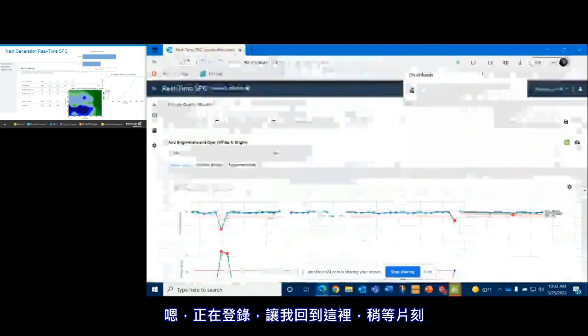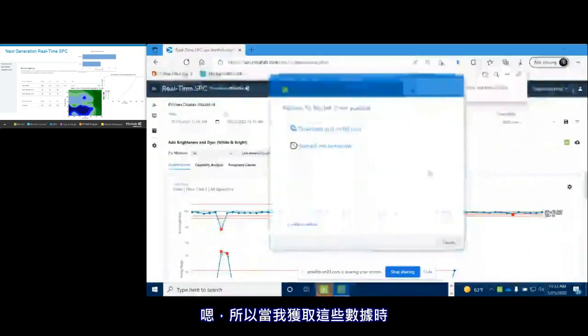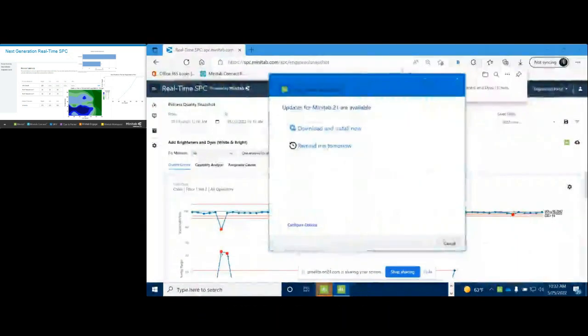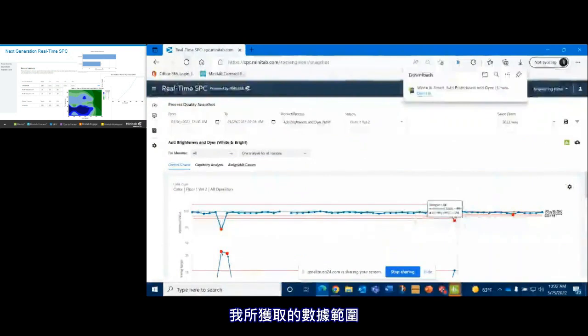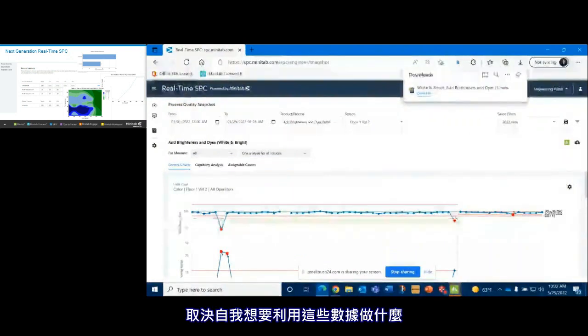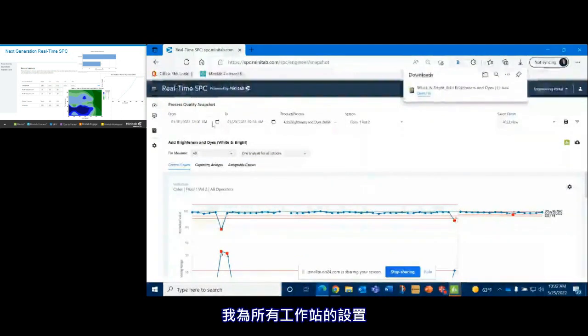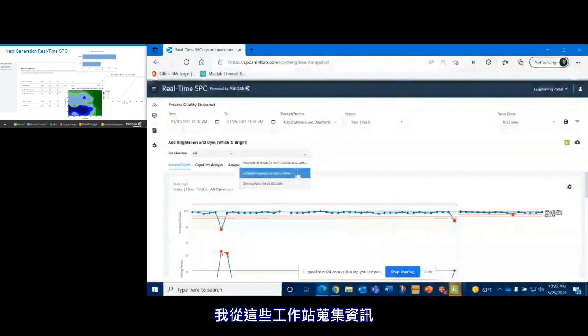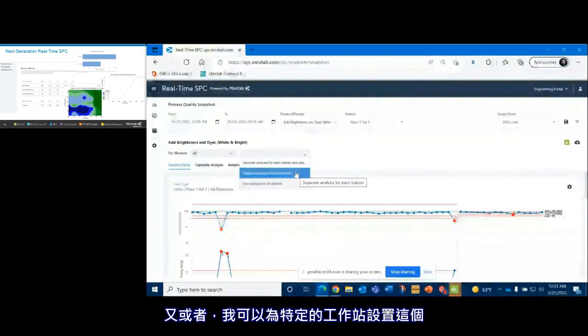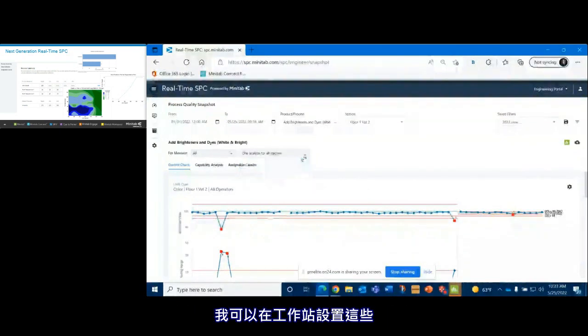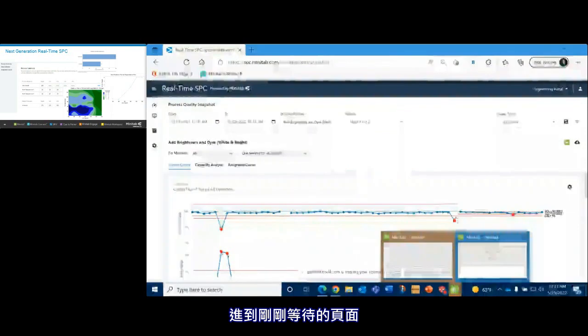Let me go back over here for a second. So when I'm taking this data through, what I'm doing is deciding what range of data I want to take a look at. And you can see I can set this up for all the stations that I've collected this information from, or I can actually do it for a specific station. So if I've identified a problematic station, I can bring that in here. So let me go over here.